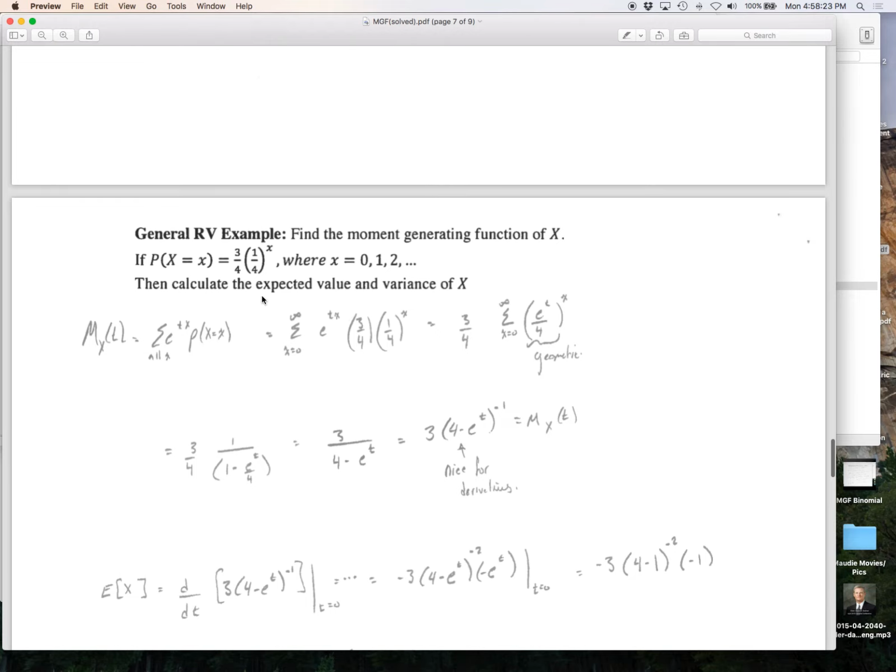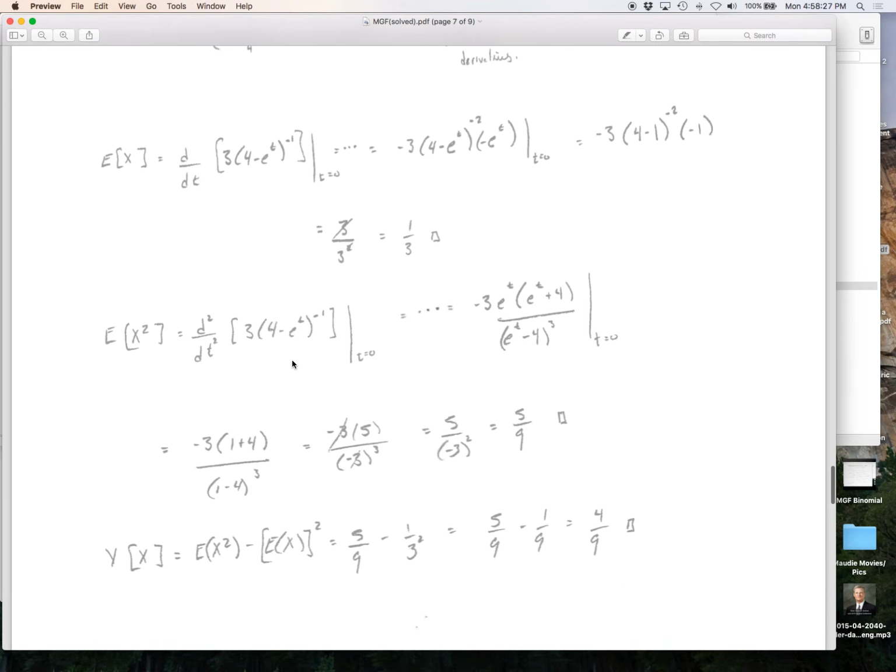When you're dealing with actual values instead of a general distribution, sometimes you get some really nice values coming out of it. So the variance then: we've got the expected value is 1/3. The variance is the expected value of x squared, subtract the expected value of x all squared. This is 5/9, subtract 1 over 3 to the power 2. I get 5/9, subtract 1/9, and the variance would be 4/9. The standard deviation would be √4/9.